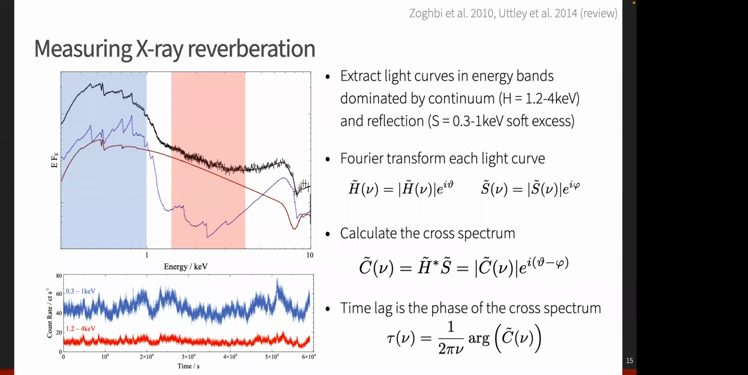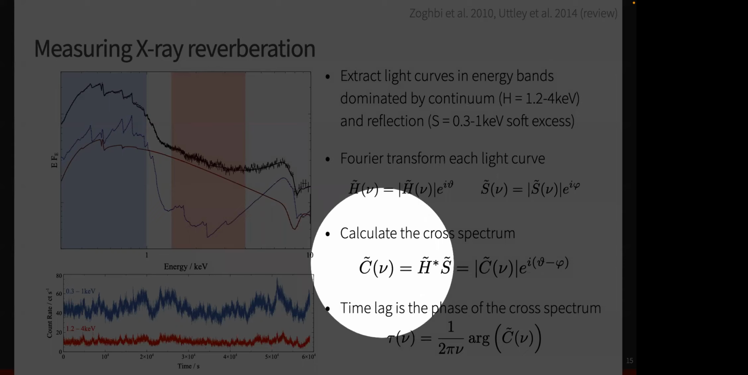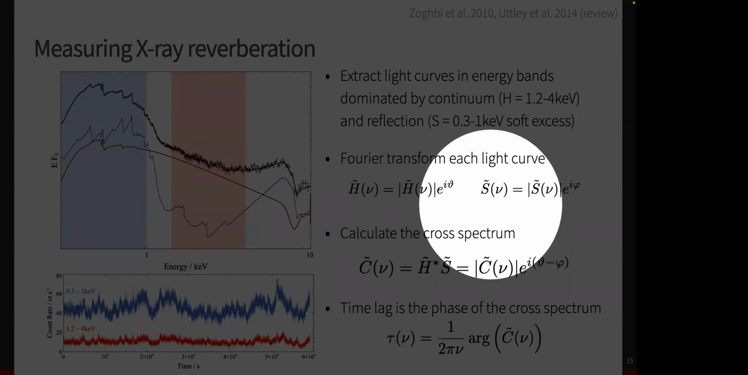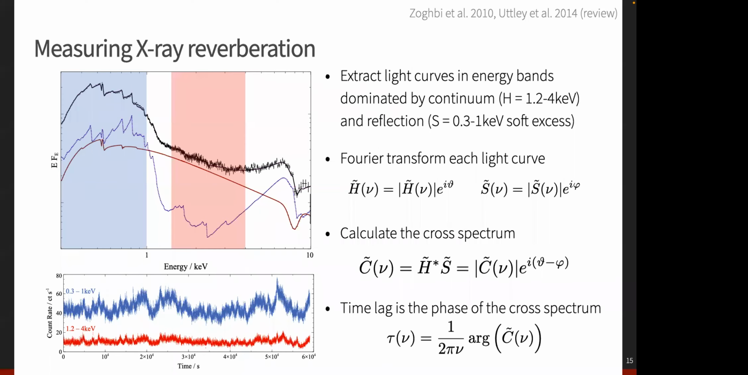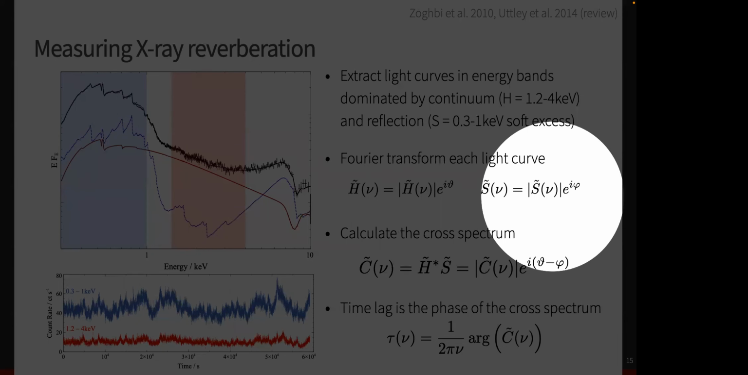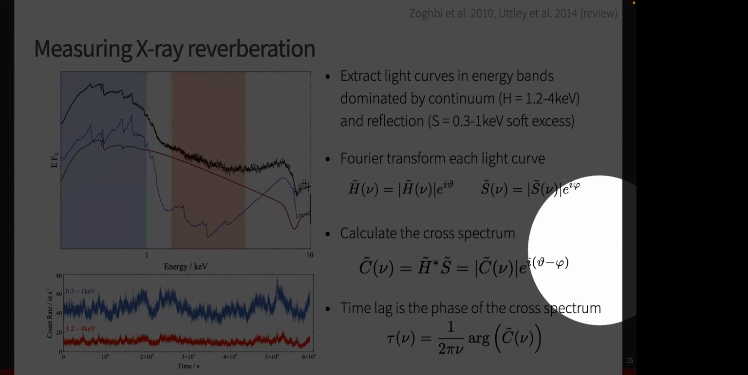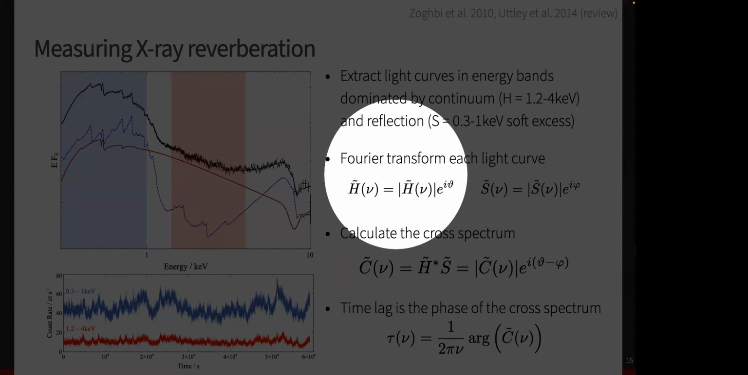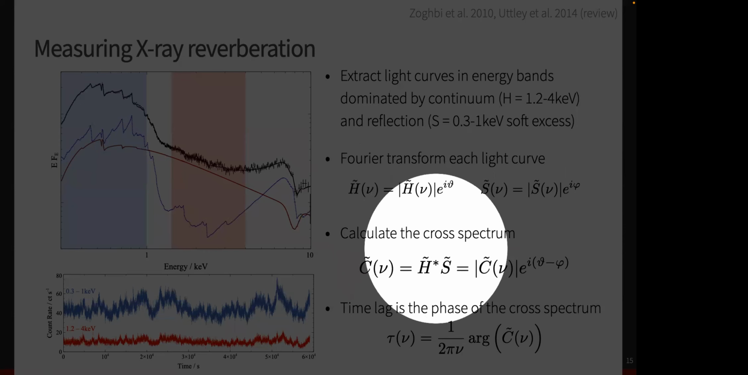And then I do a little bit of Fourier transform magic. I write down something I call the cross spectrum. And what that means is I multiply these 2 Fourier transforms together. But before I multiply them together, I take the complex conjugate of one of them. And what the complex conjugate does is it turns the positive phase into a negative phase. So if I complex conjugate the H here, we turn theta into minus theta.